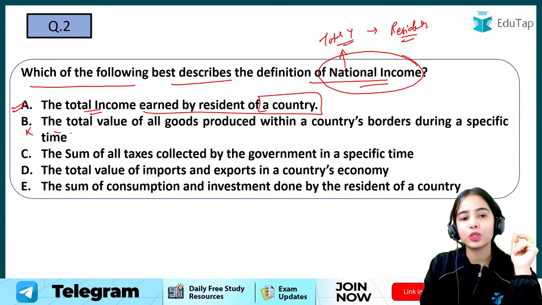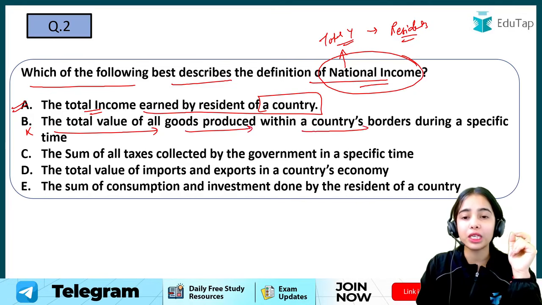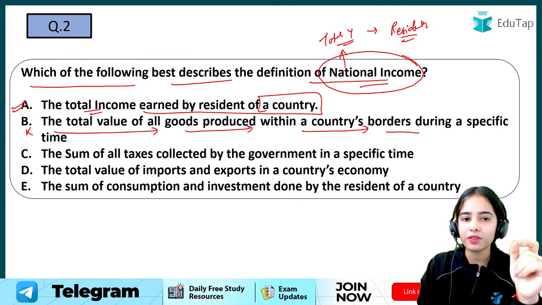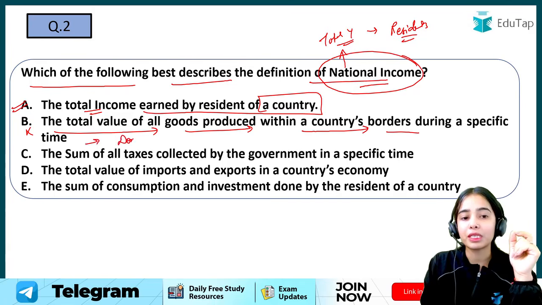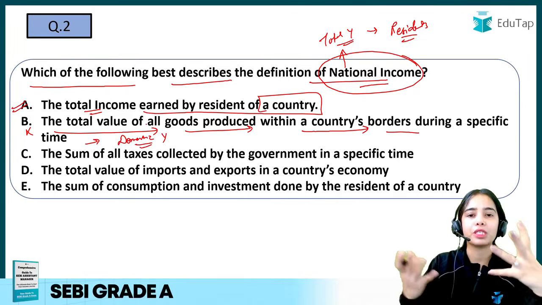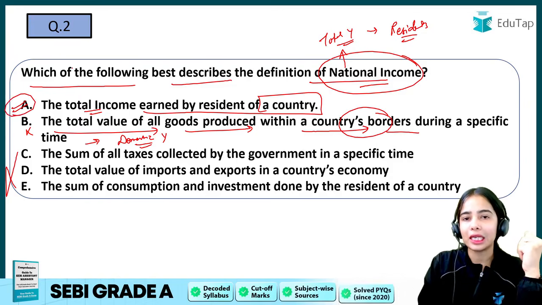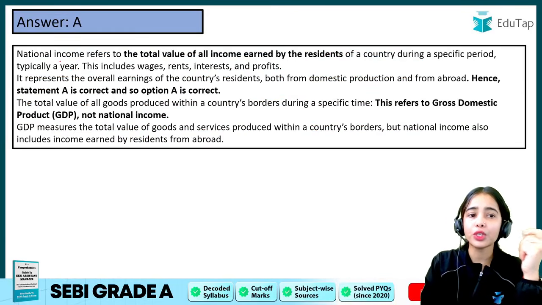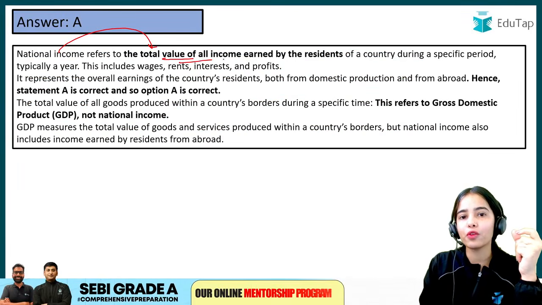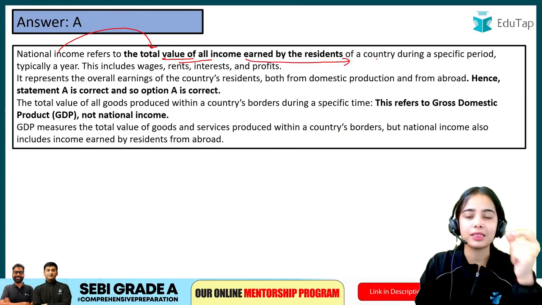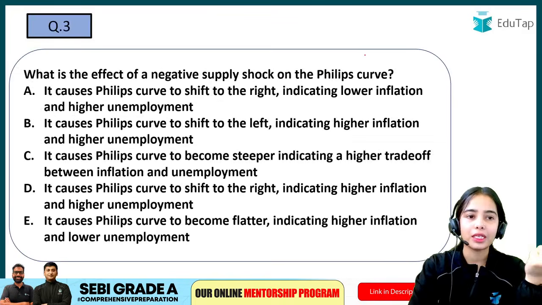B is not correct. The total value of all goods produced within a country's borders during a specific time. So this is about the domestic income, which talks about the production in the domestic territory in the country's border. So the other options are also not correct. Only A is the right answer. Okay. So national income refers to the total value of all income that is earned by the residents of a country. So A was the answer.